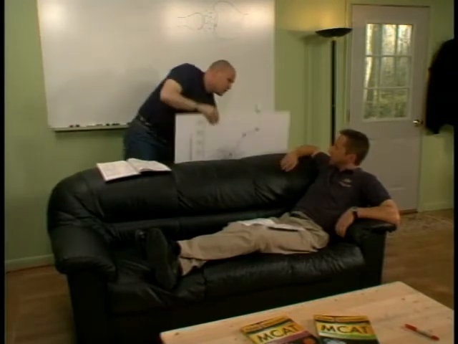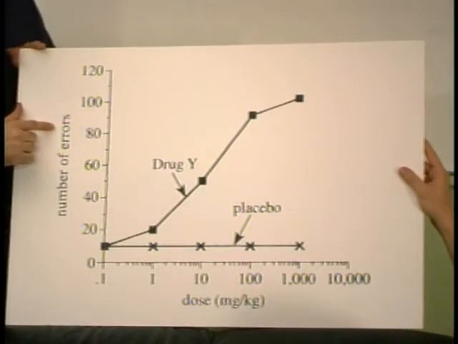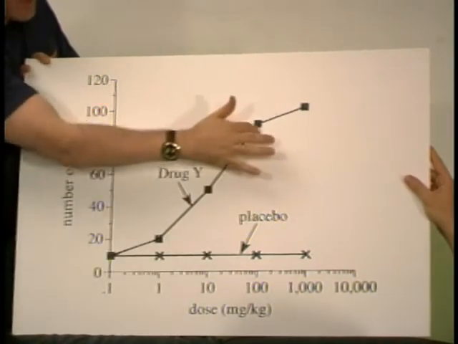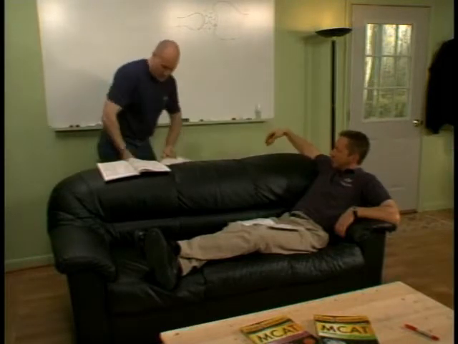If we take a look at the diagram for drug Y, number of errors. Number of errors. Errors is a bad thing. So when we add drug Y, they seem to be getting more errors. They seem to be getting a little dumber. Okay. Question 148.